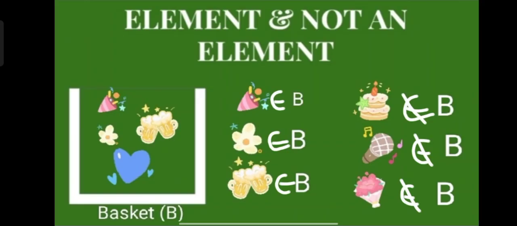Next is element and not an element. Okay, here we can see a basket, and the basket contains four objects: a birthday pop, a flower, and a beer cheers, isn't it, as well as a heart. When an object belongs to a set, we will tell it is an element. Okay, if an object does not belong to a set, we will tell it is not an element. It's simple, no?